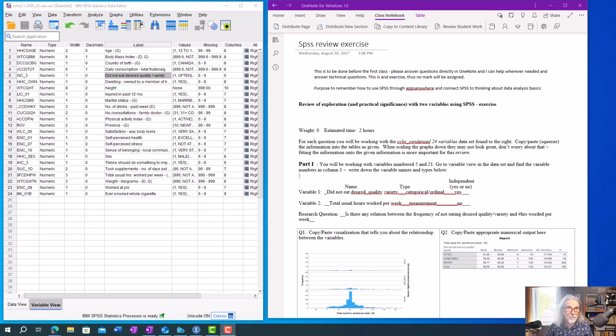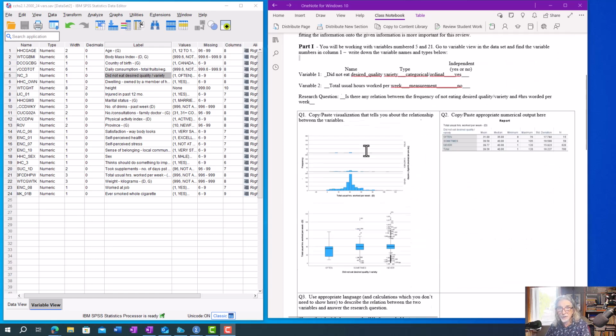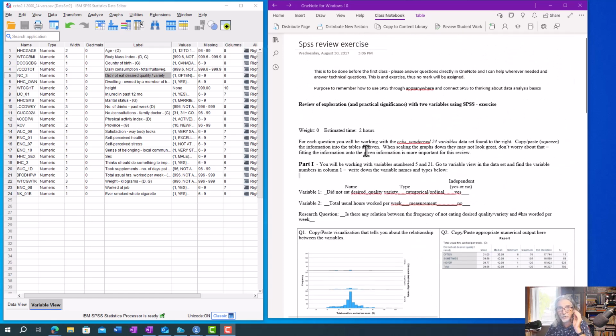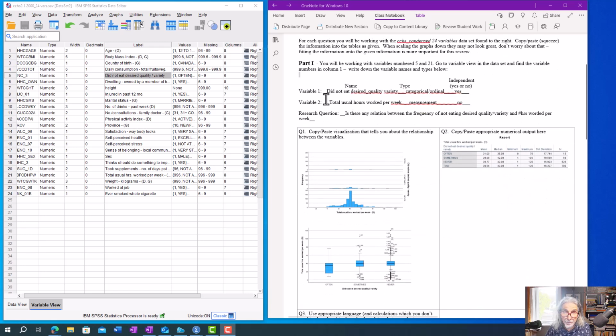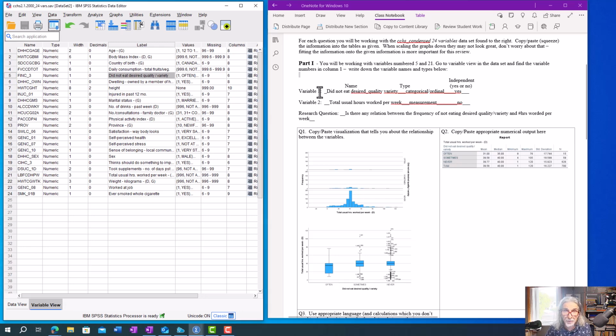Here goes. So first of all, now I have all the answers filled in. This is in OneNote class notes, so it's there for you to look at on your own time. First of all, the variable names. So if we go here into the data set, I told you variable 1, which is number 5, and number 21. So you go here to 5. So it's FINC3. All right, FINC3, that's not very meaningful.